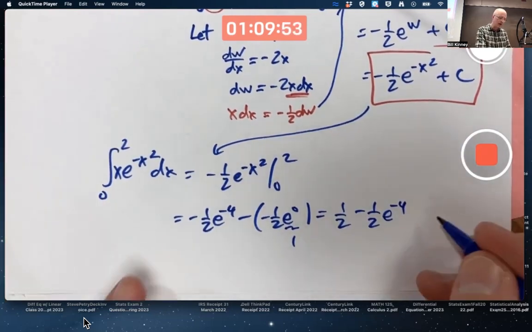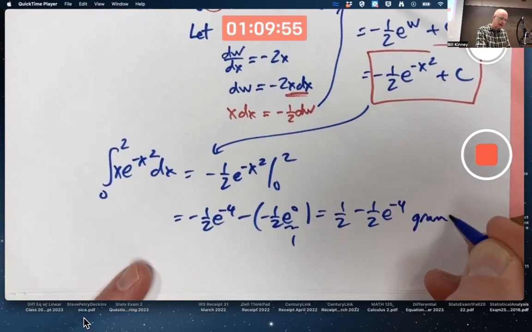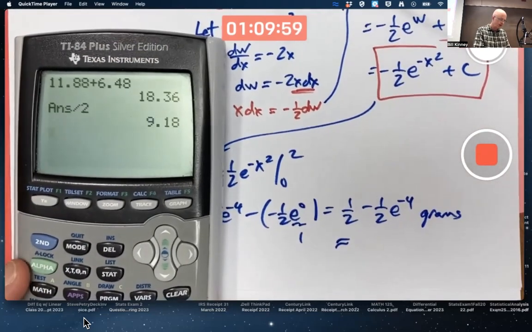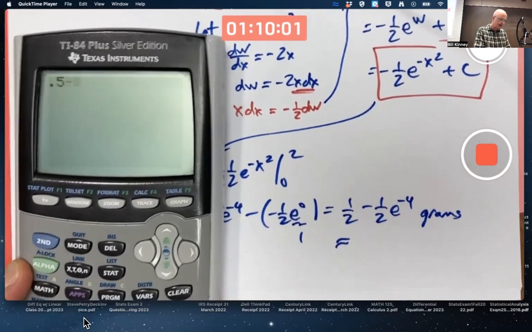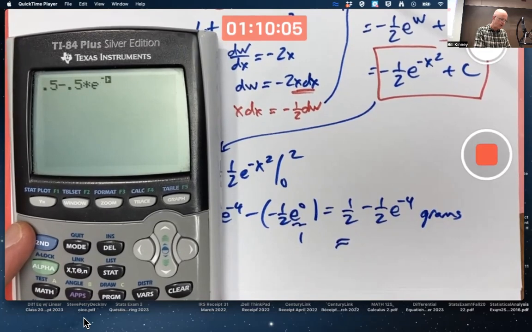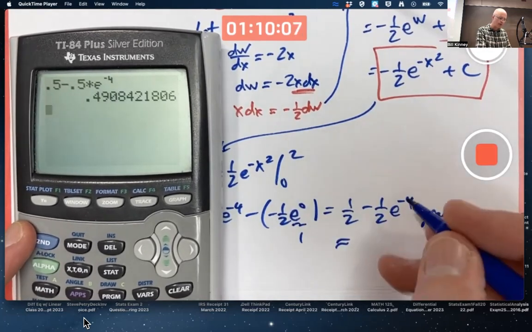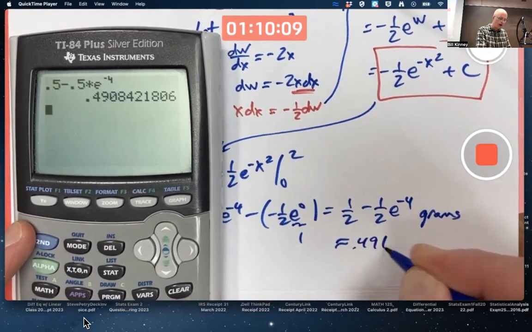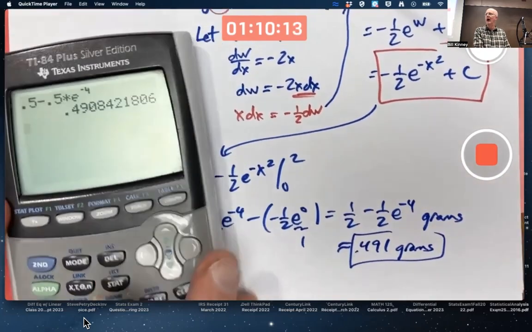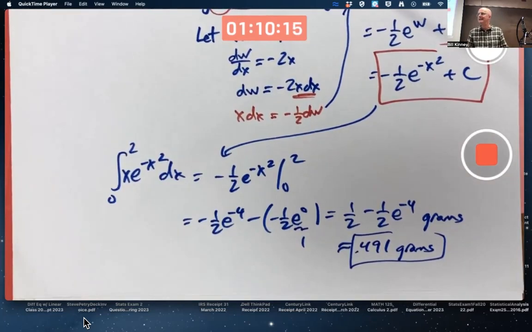For the mass, that would be in grams. It turns out to be approximately 0.4 something. Let's see, 0.5 minus 0.5 times e to the negative 4. It's about 0.491 grams for the total mass of the thin rod based on this mass density.